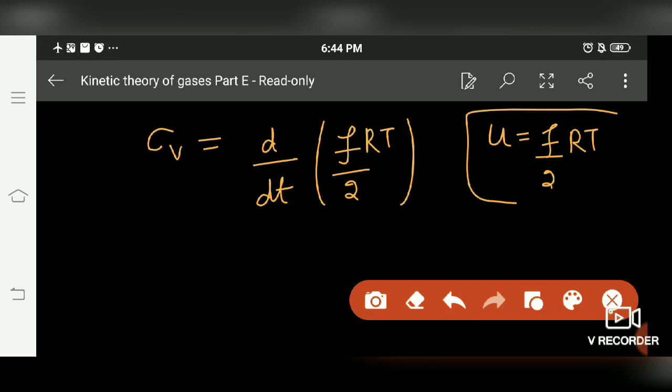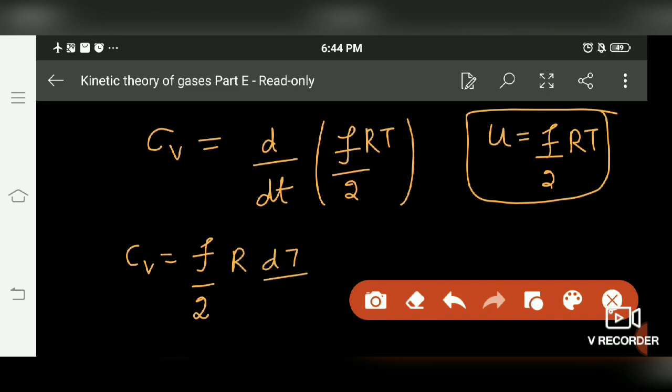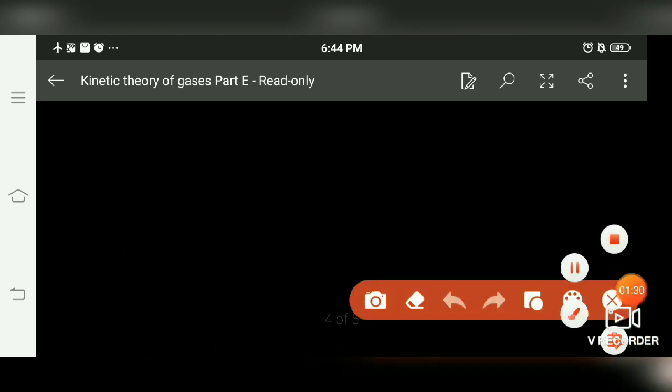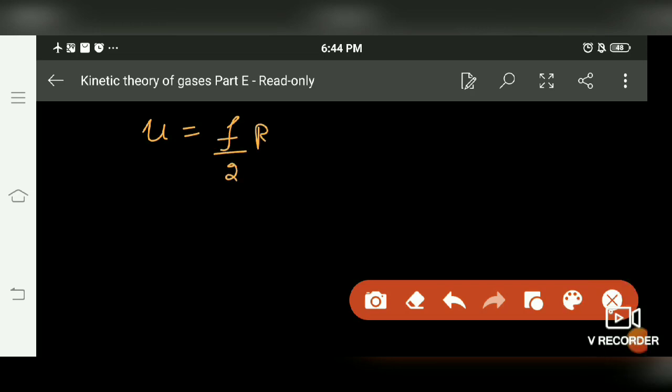Keep this formula in mind. For CV, F is constant because degree of freedom will remain the same for a particular gas. 2 is a constant, R is a constant. Inside we get the derivative with respect to temperature. Inside we get this, and this both get cancelled. So we get U is equal to F by 2 RT, and CV equals F by 2 R.